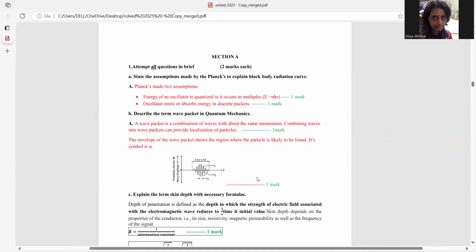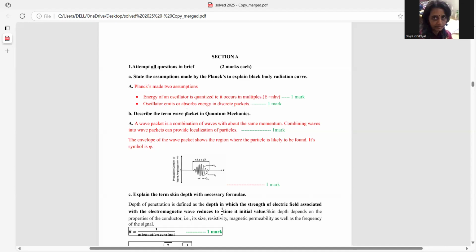So state the assumptions made by Planck to explain black body radiation. Now see, this is a 2-mark question. So just write 2 points because you are getting only 3 hours to solve the paper. So Planck made 2 assumptions, that energy of an oscillator is quantized, that is, it occurs in multiples, or E is equal to nh mu, where n is 1, 2, 3, 4, 5, 6, h your Planck's constant, and mu the frequency. And the oscillator emits or absorbs energy in discrete packets known as quanta.